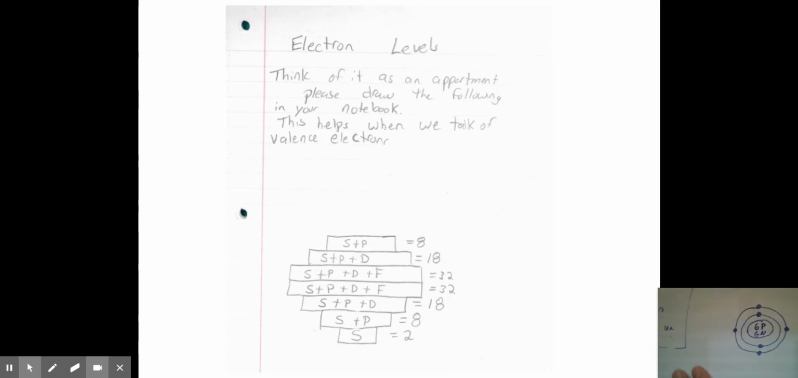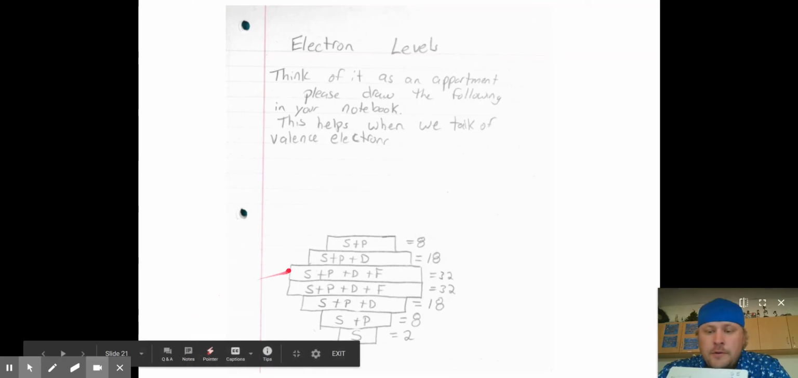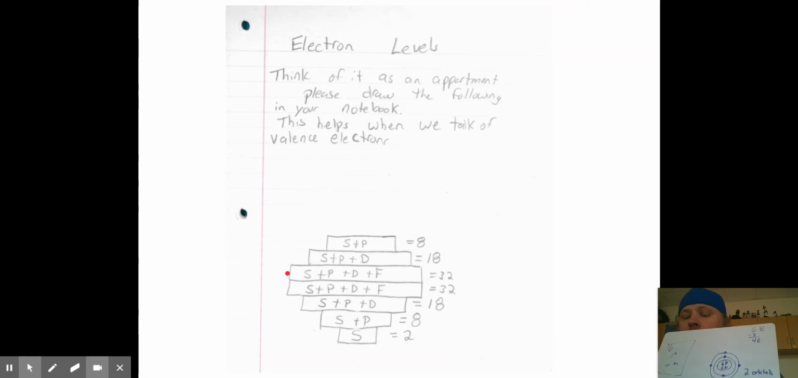The other question I want to ask is, how many orbital levels do we have? So you're going to look at that and you're going to count. I see 1, 2 orbitals. All right, so we have 2 orbitals. So I'm going to come back here and I'm going to show you 1, 2 orbitals.